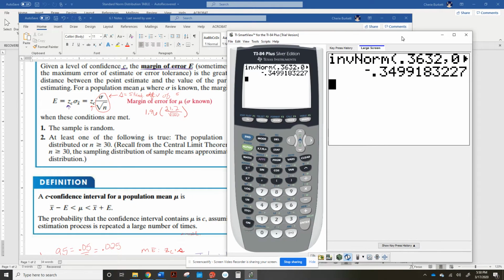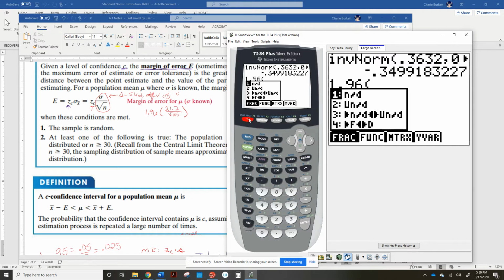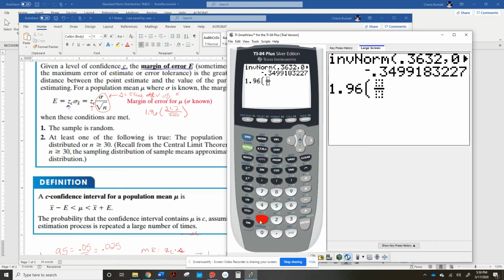So I'm going to type in 1.96 times, and then the parentheses, 21.2 divided by, oh, we could get a fraction bar. 1.96 times the fraction bar, and then do 21.2 over the square root of 1,000.